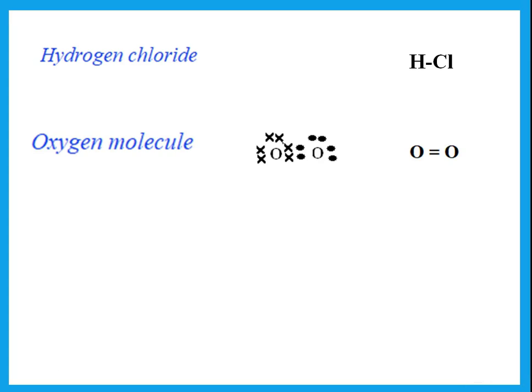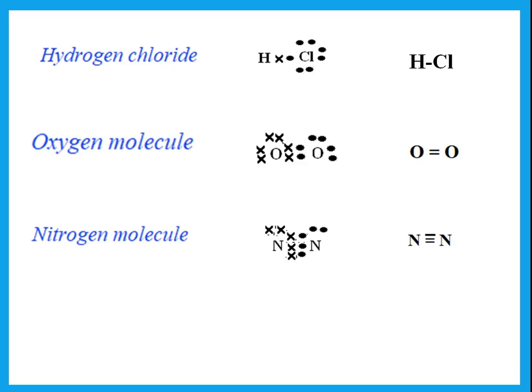Hydrogen chloride. Okay, so hydrogen chloride is a compound between hydrogen and chlorine. Hydrogen contributes 1, chlorine needs 1, and that means this is how you draw HCl. Oxygen. Now, oxygen has 6 electrons. It needs 2 electrons, and that means each oxygen is going to contribute 2 to its neighbor, so they're actually sharing 2 pairs of electrons.